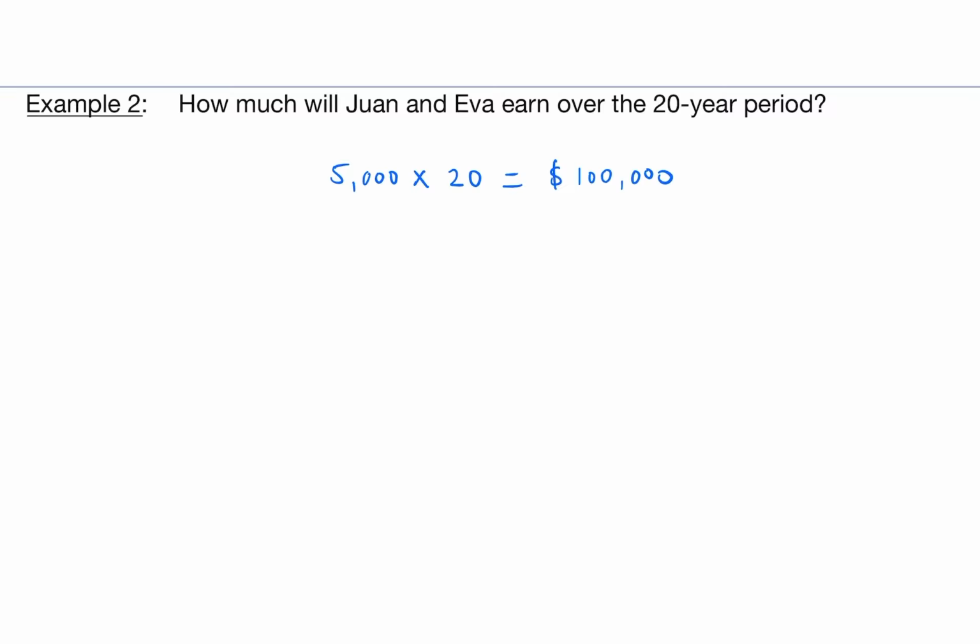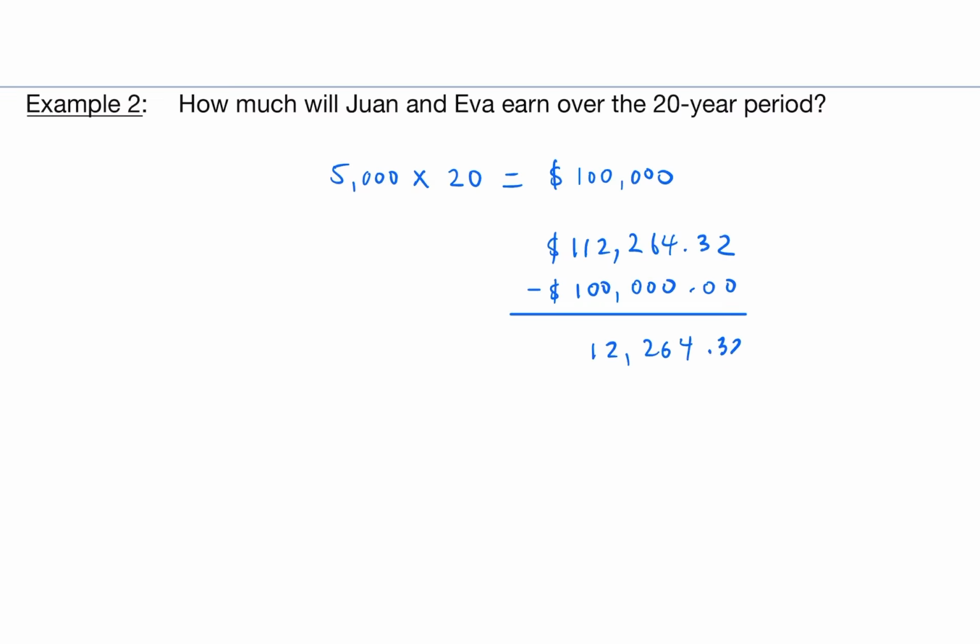Well, we know that the final balance is $112,264.32. We calculated that in example 1. So if we subtract the $100,000 that they contributed, then their earnings will be $12,264.32. Okay? All right, let's go ahead and move on to our last example, example 3.